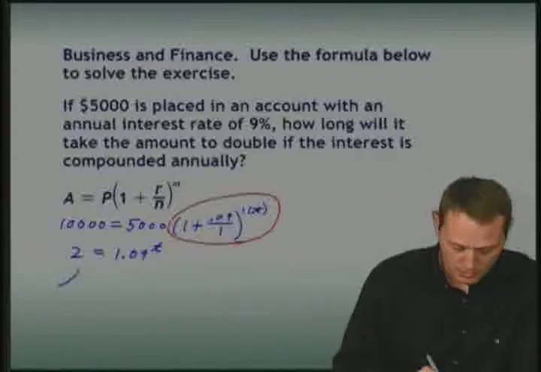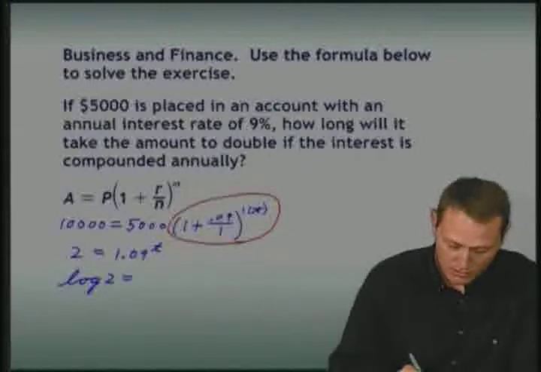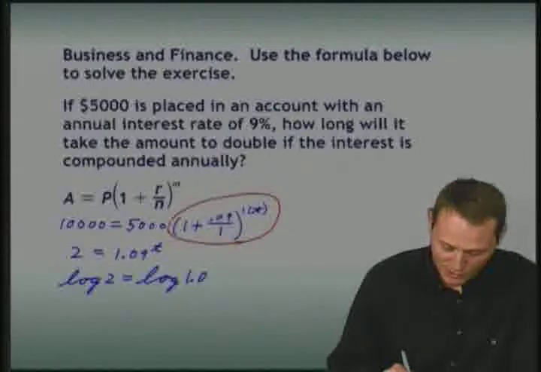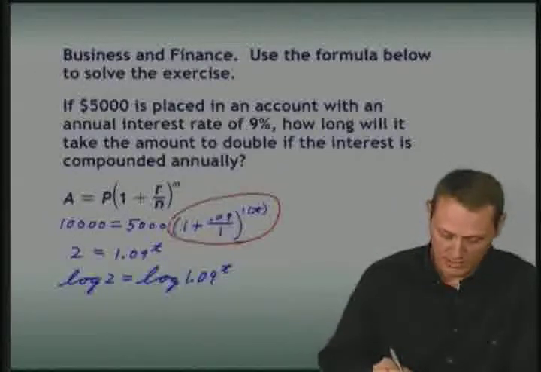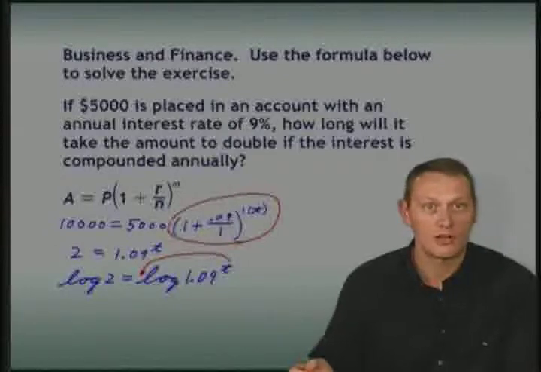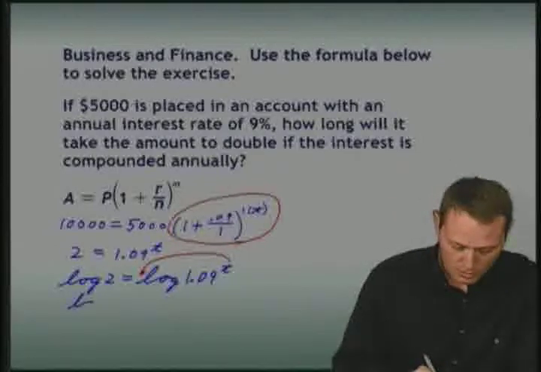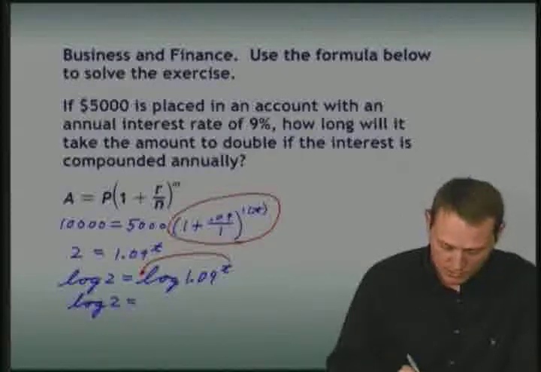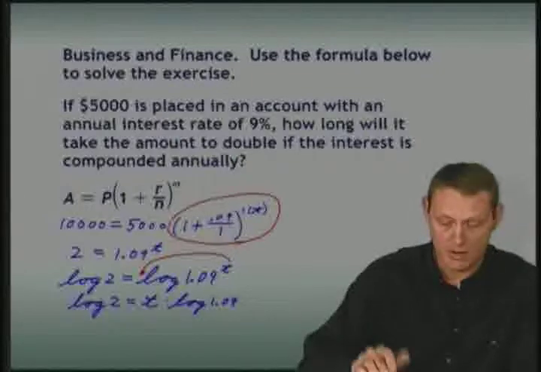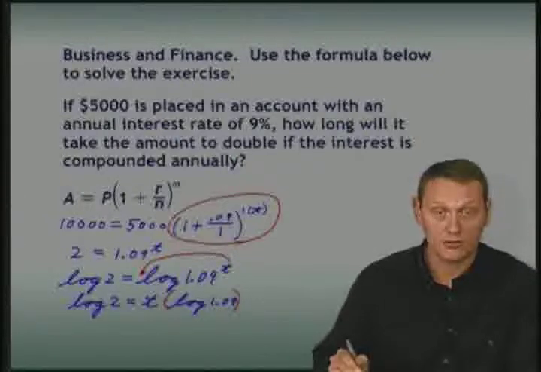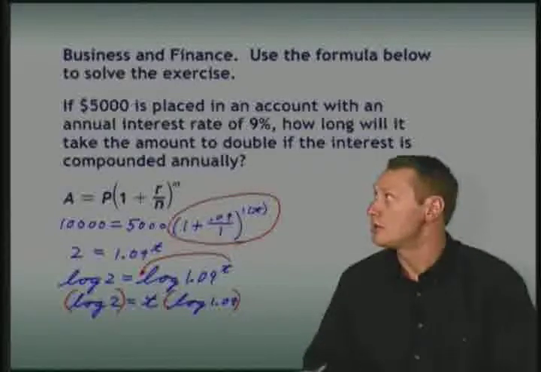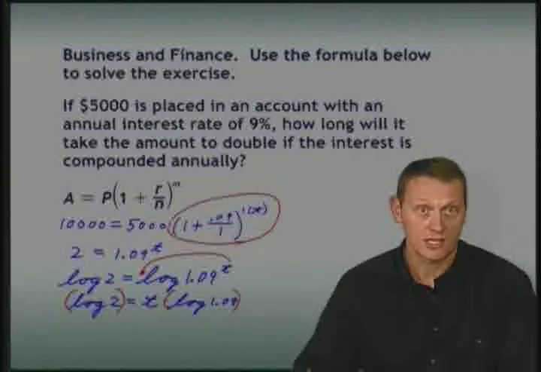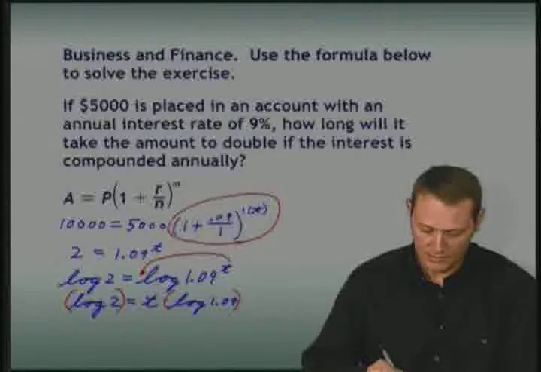So we get log of 2 equals log of 1.09 raised to the t power. And by properties of logarithms, we can take this t and multiply it by the logarithm, and that gives us log of 2 equals t times logarithm of 1.09. Now remember, this logarithm of 1.09 and the logarithm of 2 are just numbers. You could plug in log of 2 and log of 1.09 and evaluate and get real numbers. Let's continue this up here.